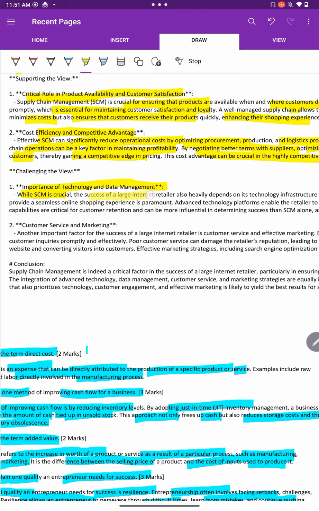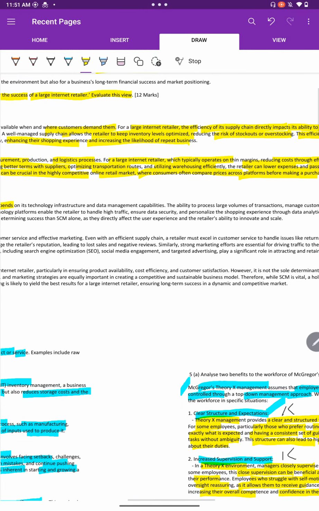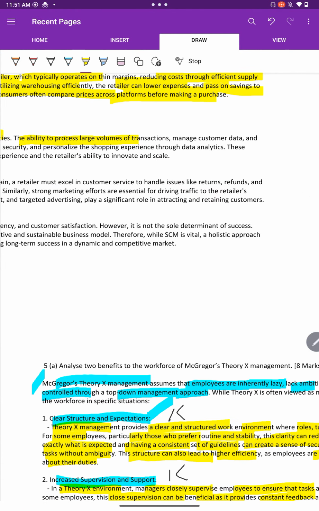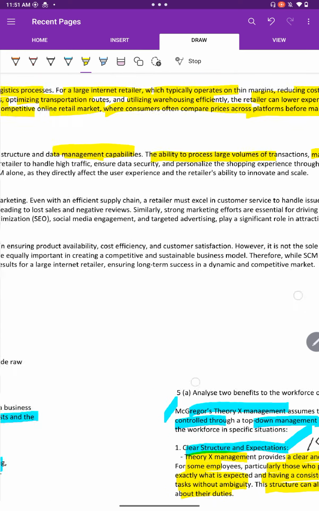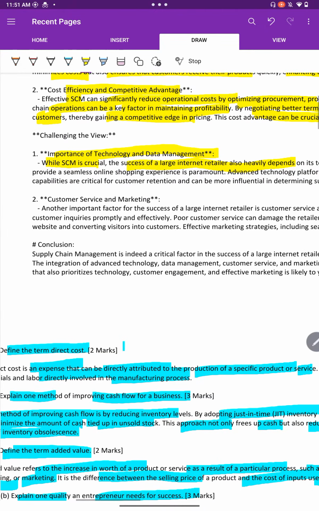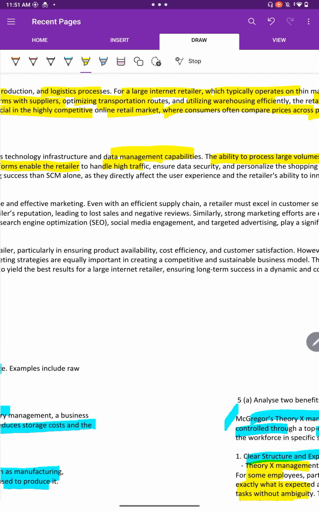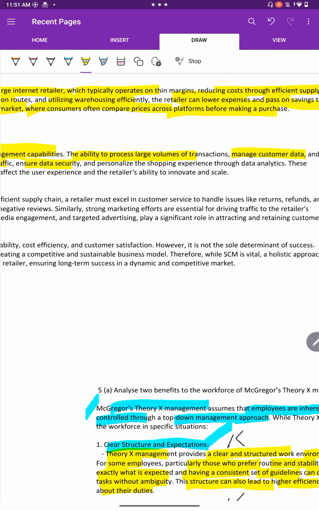So success of a large internet retailer also heavily depends upon its technology, infrastructure, and data management capabilities. So the ability to process large volume of transactions, manage customers' data, and provide a seamless online shopping experience is paramount. Advanced technology platforms enable the retailers to handle the high traffic, ensure data security, and personalize the shopping experience through data analytics.